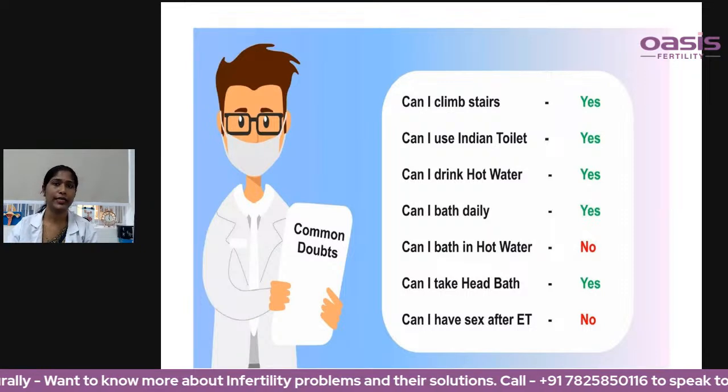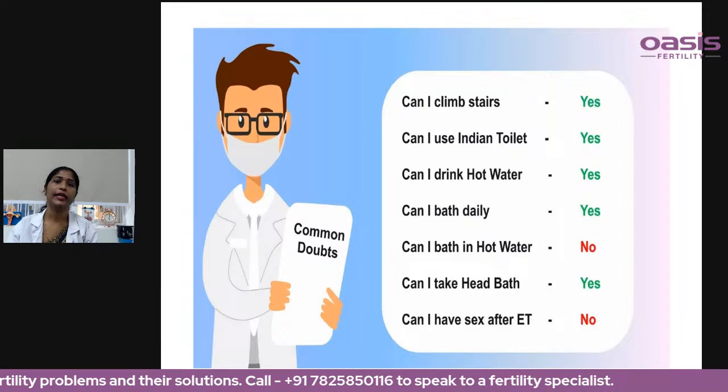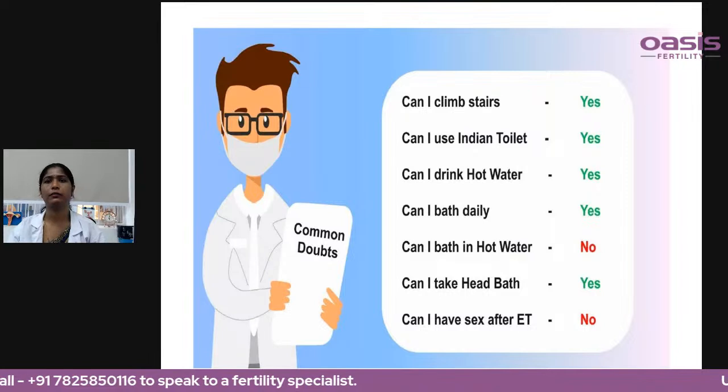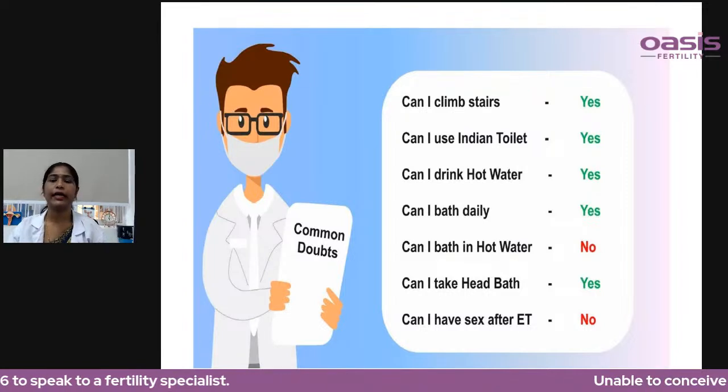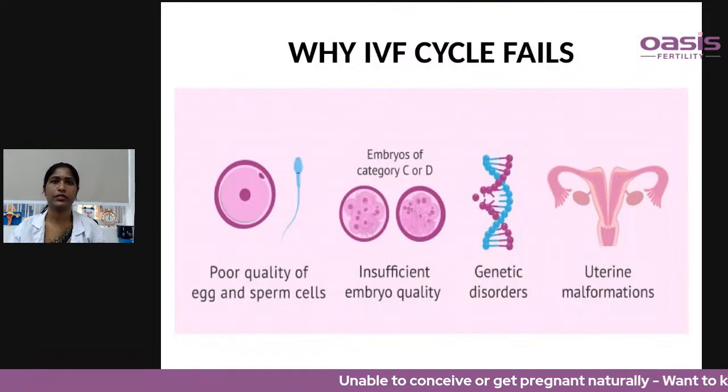Can I bath daily? Yes, you need to bath daily actually, because you need to maintain good hygiene also. Can I bath in hot water? We do not generally advise you to take a bath in hot water, but you can take a head bath. We also advise not to have sex following the embryo transfer.